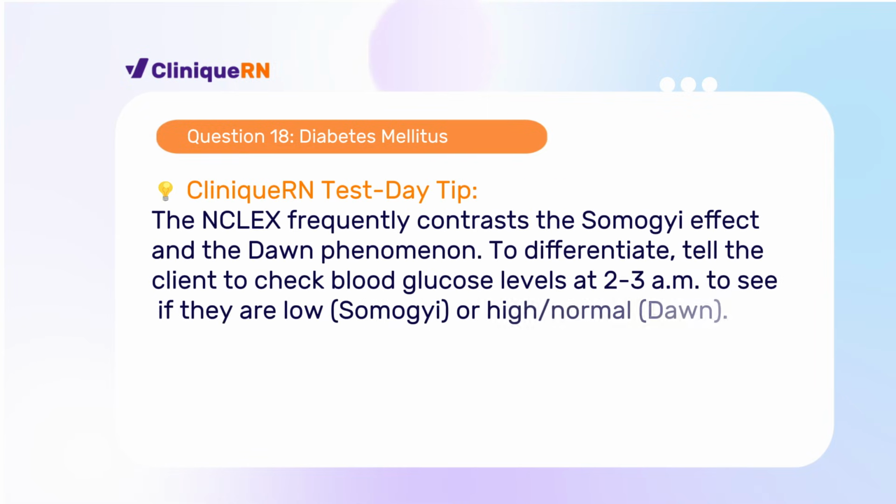Clinique RN Test Day Tip. NCLEX frequently contrasts the Somogyi effect and the dawn phenomenon. To differentiate, tell the client to check blood glucose levels at 2 to 3 a.m. to see if they are low, Somogyi, or high or normal, dawn phenomenon.